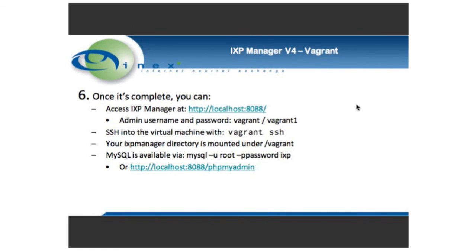Once it's complete, you can access IXP Manager at localhost:8088. You can log in with the admin password vagrant1. You can SSH into your new virtual machine with vagrant ssh. The directory where you've cloned IXP Manager now exists on the virtual machine under /vagrant. MySQL is running on the machine with root and password, or you can just use phpMyAdmin, which it installs as well.